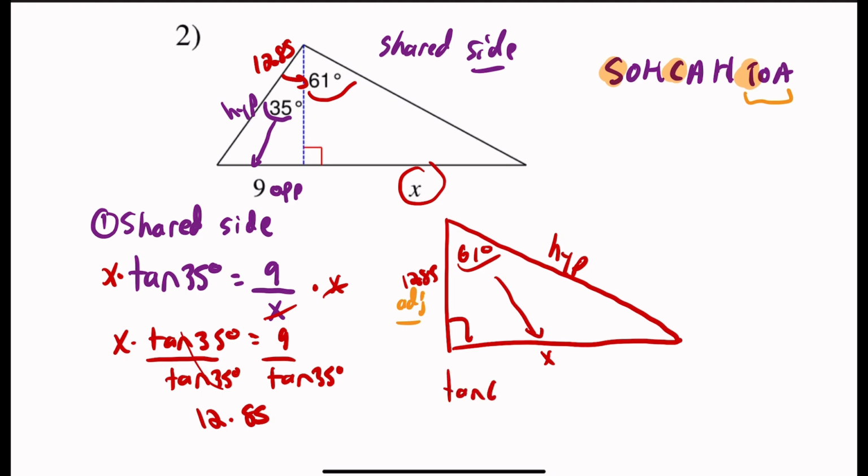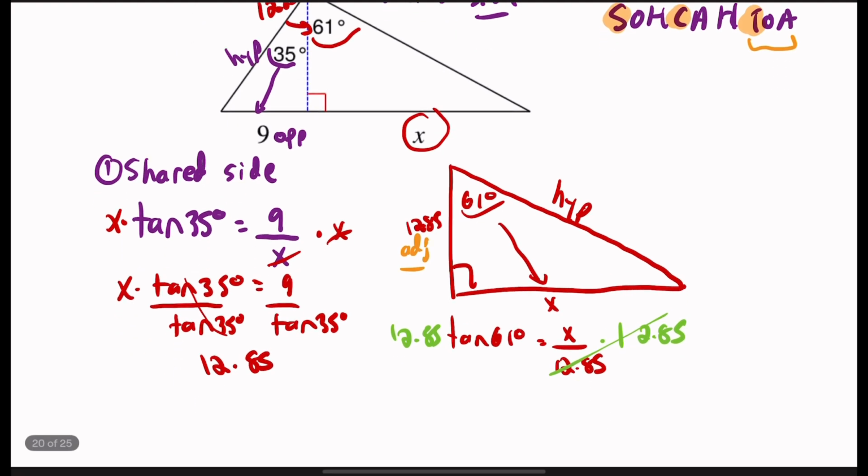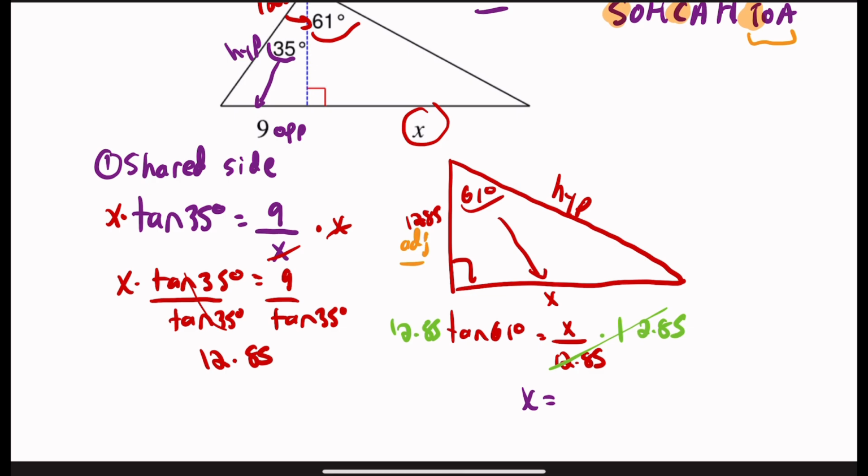So we would go tan 61 is equal to opposite over adjacent, which was the 12.85. And then like I did last time, I'm going to multiply both sides by 12.85 in order to isolate for my x. And so when I plug it in here, and I go tan 61 times 12.85, I get a value of about, I'm going to write it in purple underneath here, 23.2.